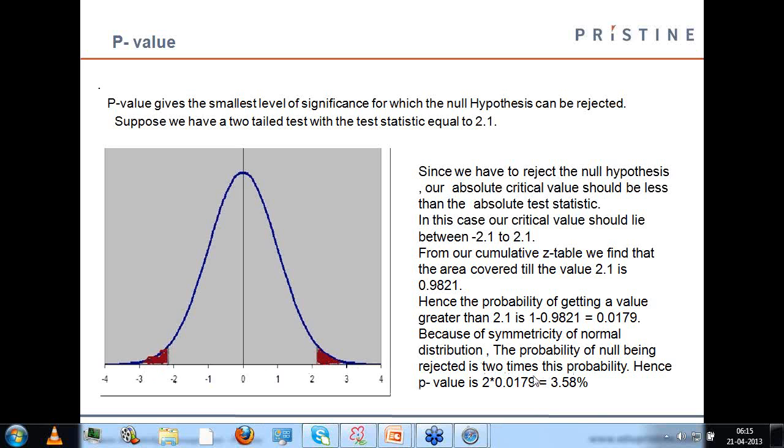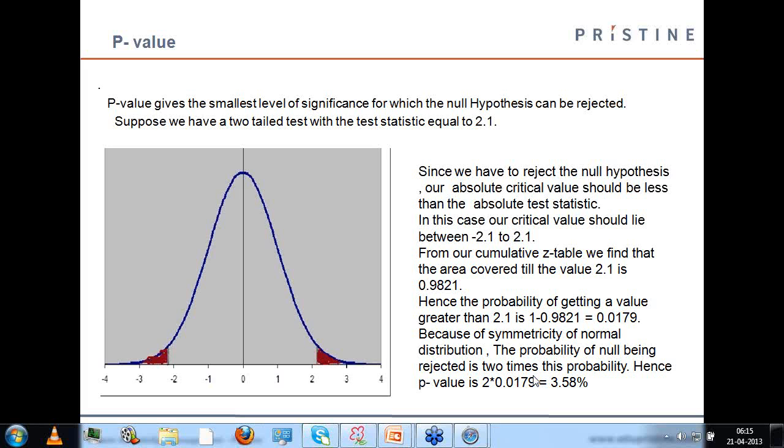Some of our attendees have asked me to once again go through this concept of p-value, so I'm doing that. The important thing to understand is that the p-value represents the smallest level of significance for which we can reject the null hypothesis. Our test statistic is given to be 2.1, and since we have to reject the null hypothesis, our critical value should be less than this value of 2.1. Then only we can reject the null hypothesis.